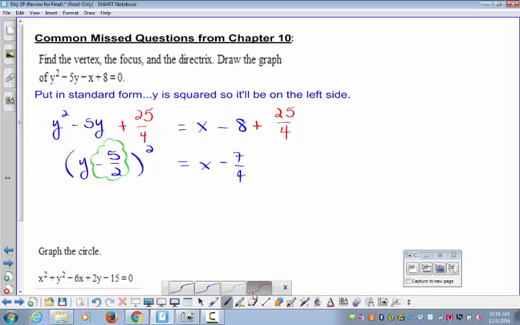And that tells us that instead of a center, we have a vertex. What will our vertex be? What's h? 7 fourths, opposite of what we see. And then k, 5 halves. So that will be the vertex.